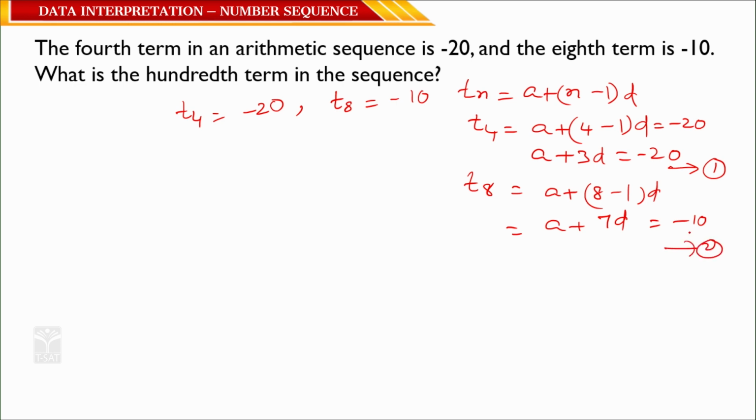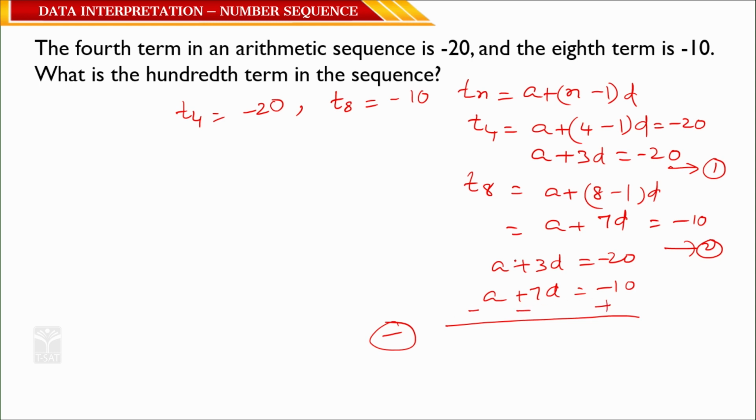Simple linear equations. Solve these two simple linear equations: A plus 3D equals minus 20, and A plus 7D equals minus 10. Simple linear means we subtract these two equations. So, minus plus, and A and A get cancelled. 3D minus 7D is minus 4D, and minus 20 plus 10 is minus 10.